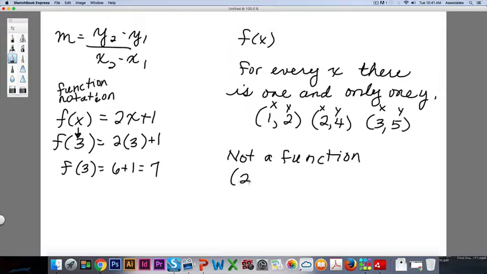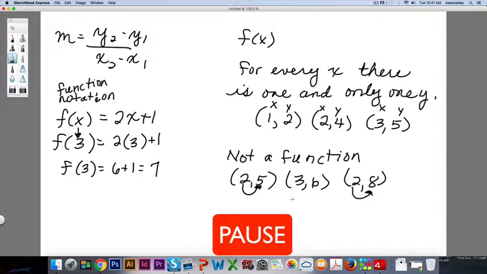This is not a function if I have 2 and 5, 3 and 6, and then I have 2 and 8. That's not a function because here 2 matches with 5 and here it matches with 8. That's why it's not a function. Every x has to have one and only one y. All right? So we'll be talking a little bit about function notation in this lesson. So teacher, pause the lesson if students need to still copy down some information, and I'll meet you back here in a minute. Welcome back.